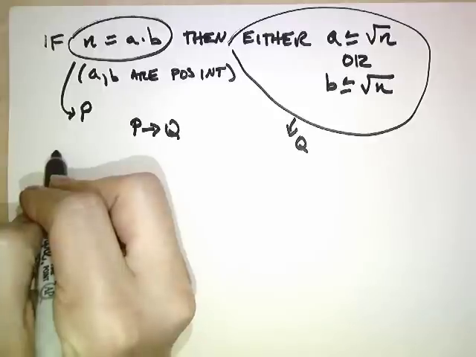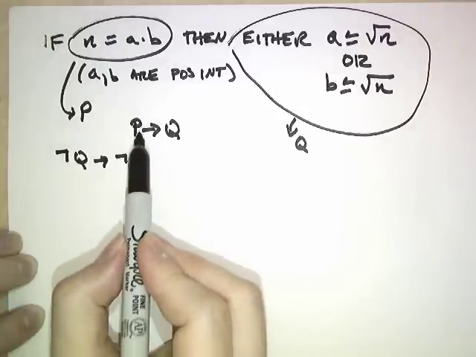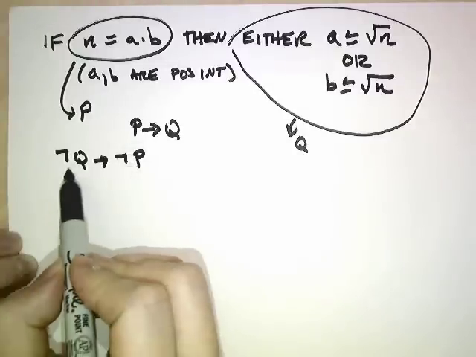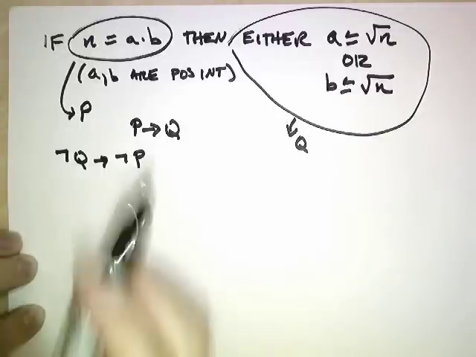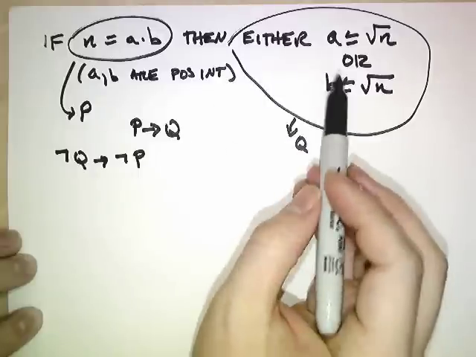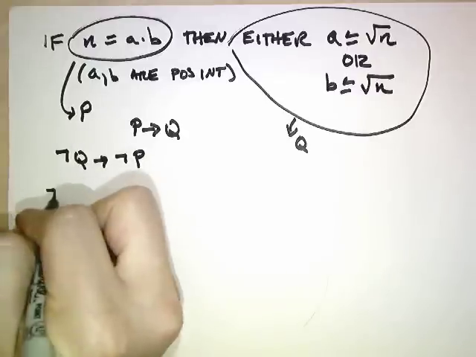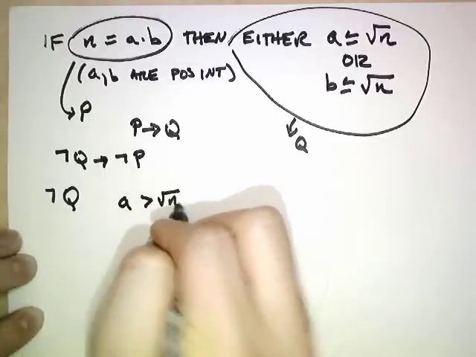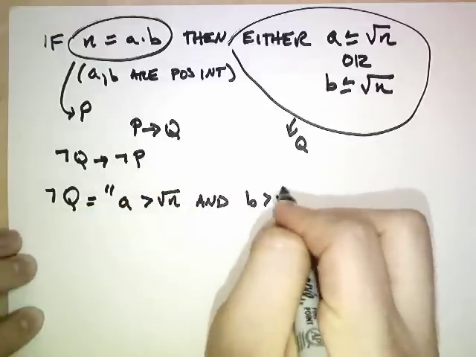Instead, we're going to prove that not Q implies not P. And remember, we said that it's equivalent. Proving P implies Q is the same thing as proving not Q implies not P. So what is not Q? Well, how do we negate Q? Q says either a is less than or equal to the square root of n, or b is less than or equal to the square root of n. So not Q, by De Morgan's law, is a is greater than the square root of n, and b is greater than the square root of n.